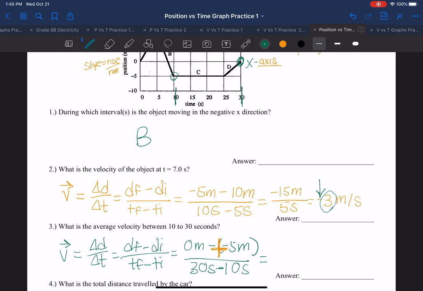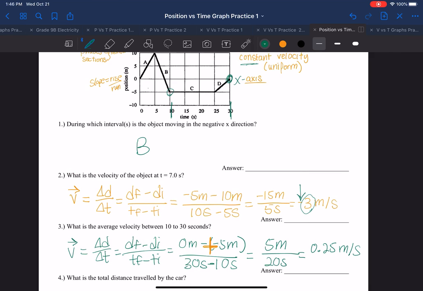So 0 meters plus 5 meters, you're going to get 5 meters over 30 seconds, take away 10 seconds, you're going to get 20 seconds. So 5 divided by 20 gives you a value of 0.25. Meters divided by seconds, you're going to get meters per second.